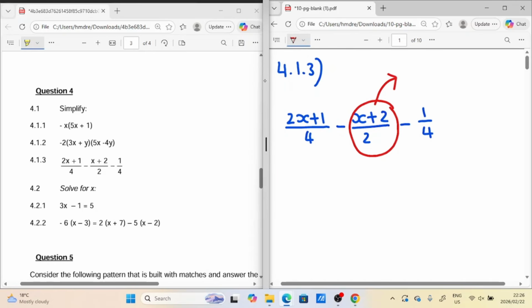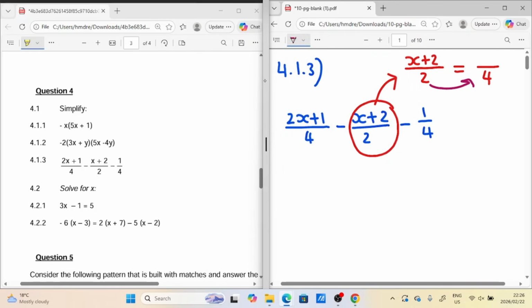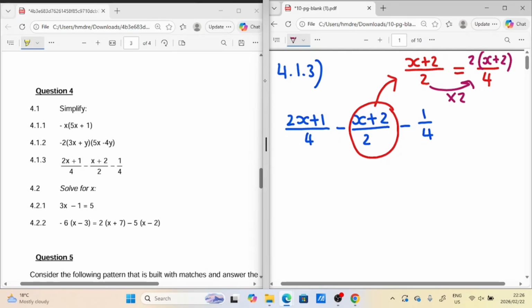So we're going to find an equivalent fraction for this one. So what we can do is we can say we want the bottom to be, so x plus 2 over 2, we want it to be something over 4. With fractions, it's always just what do you do to the bottom. So in this case, we go 2 times 2 gives me 4. At the top, we're going to do the same thing. So it's going to be 2 times the x plus 2. Okay, so we can rewrite this equation as 2x plus 1 over 4 minus 2x plus 2 over 4 minus a quarter.